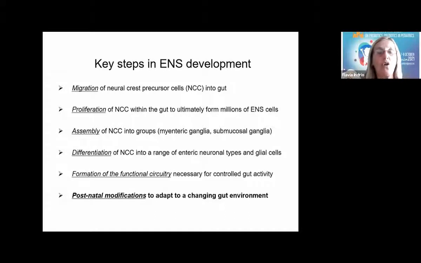So they migrate, as I told you, from the neural crest into the gut. So they come from part of the brain. They proliferate into the gut, assemble and create the ganglia. They differentiate into different enteric neuron types and glial cells, and they start to form the circuit to control the gut motility. Of course, this happens during the fetal life, but I will tell you about prenatal and postnatal age. After the birth there are still some modifications, but basically the morphology comes during the fetal period.